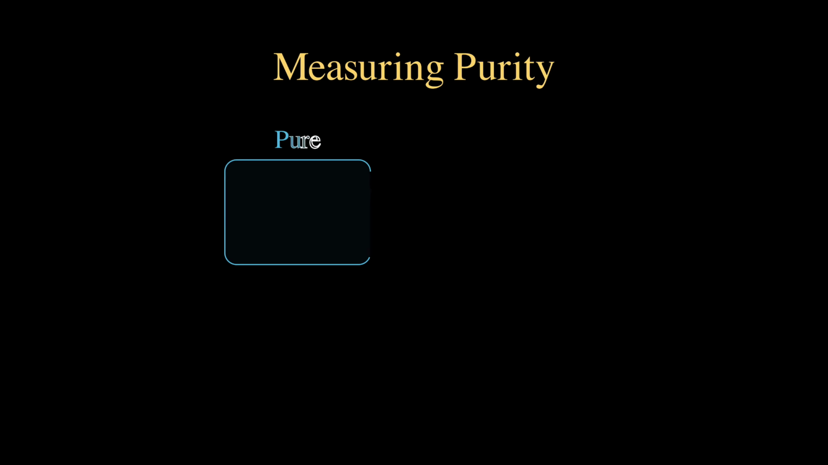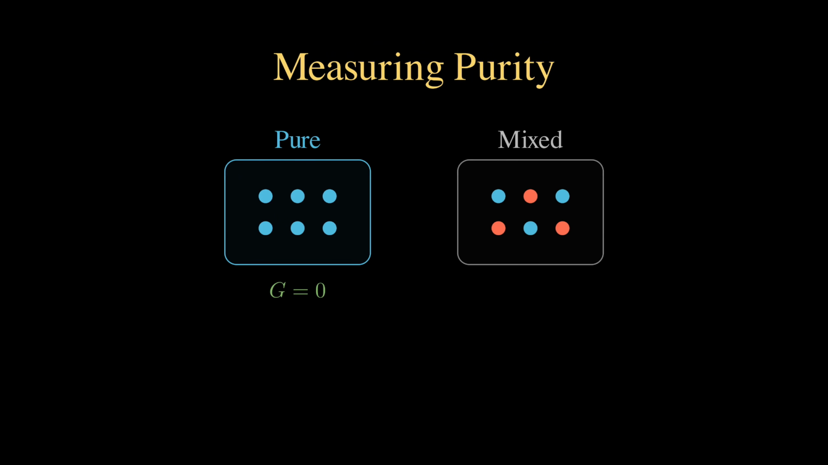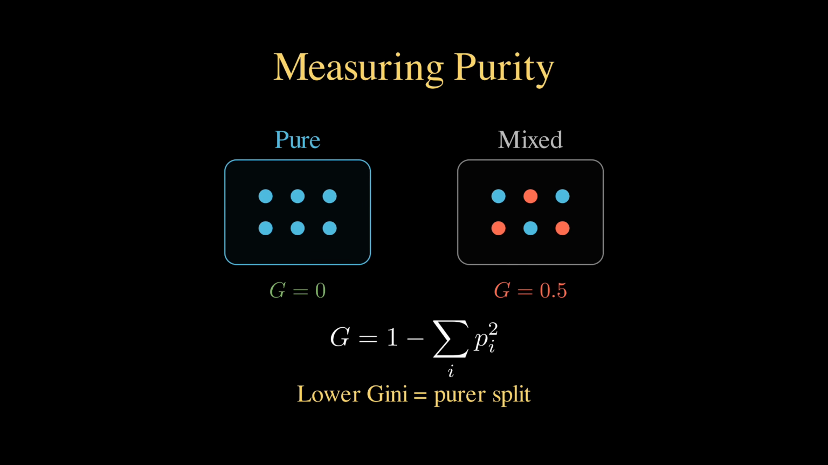But how does the tree decide where to cut? It measures how pure each group is. A pure group, all one color, has a Gini impurity of 0. A 50-50 mix, that's maximum impurity, 0.5. The formula is simple, 1 minus the sum of each class proportion squared. The tree tries every possible split and picks the one that creates the purest children.